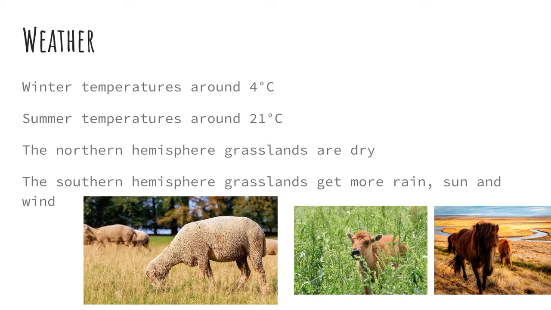So the weather. Winter temperatures are around 4 degrees Celsius, and summer temperatures are around 21 degrees Celsius. So in the winter it's pretty cold, and in the summer it's kind of hot. The northern hemisphere has grasslands that are dry. The southern hemisphere has grasslands that get more rain, sun, and wind. So those are a few of the animals that we see. So things like sheep, cows, and horses live in a lot of them.